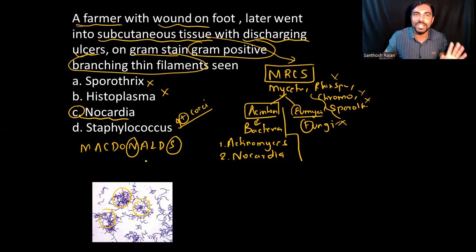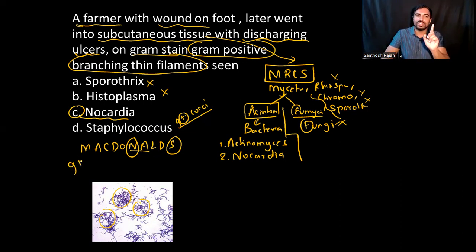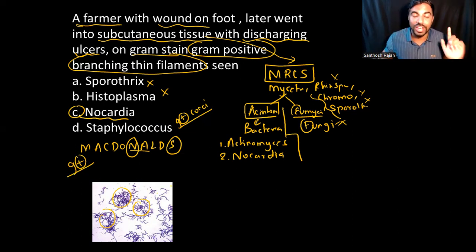Okay, now simple McDonald's. Everything is poison. The branching filament would be either Nocardia or Actinomyces. Here it is typically Nocardia. Finished. Remember, that's what I told. Please remember, gram-positive people go to McDonald's. Purple, okay? Violet color or purple color. Gram-negative means pink color.